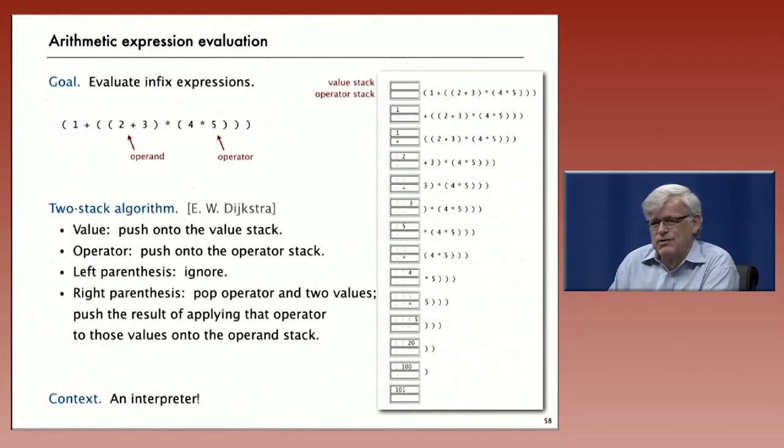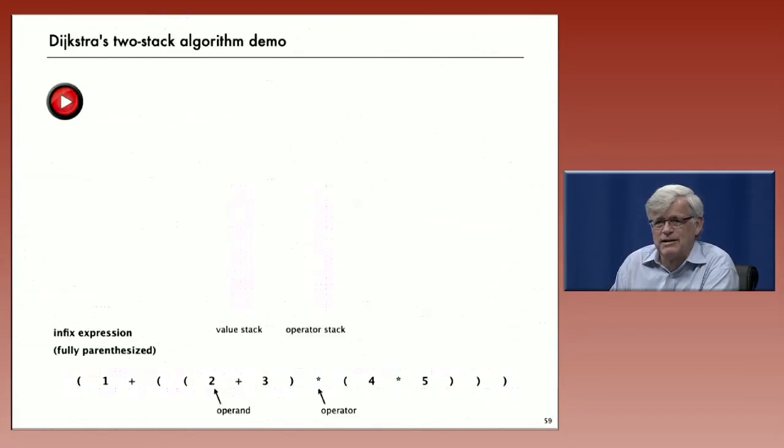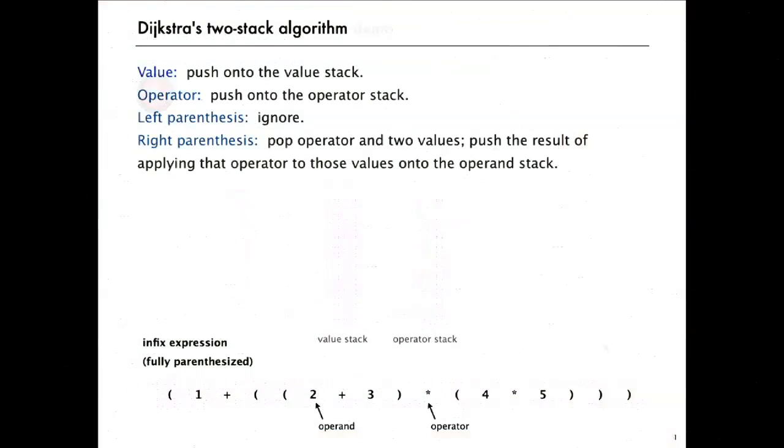And Dijkstra's algorithm is very simple to express. You process through the expression from left to right. You maintain two stacks. If you see a value, you put it on the value stack, and if you see an operator, you put it on the operator stack. Left parentheses you ignore. At a right parenthesis, you pop the operator and two values and push the result. Now that's a lot of words. Let's look at a demo.